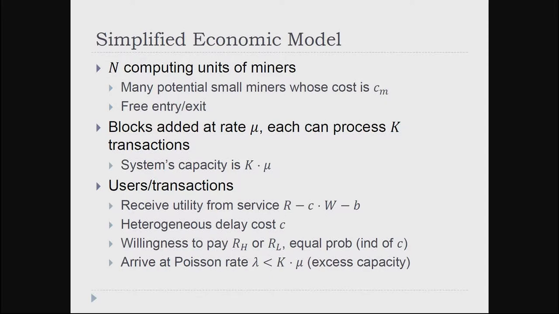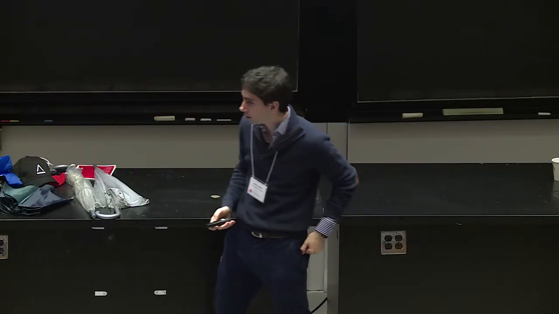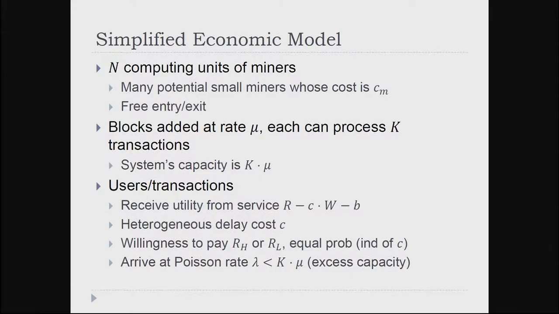And for us, there's going to be free entry and exit, because we can sell our machines, or we can just buy them or rent them. Blocks are going to be added at rate mu, think of this as one block per 10 minutes on average. Each block processes K transactions. To make things simple, I'm going to think about Bitcoin before SegWit, so I'm going to think of K as 2,000 transactions. And that means the system capacity is K times mu. Regardless of how many miners there are, the average rate at which blocks arrive is mu. Each block allows me to process K transactions. So the capacity of the system, the number of transactions per unit time the system can process, is K times mu.